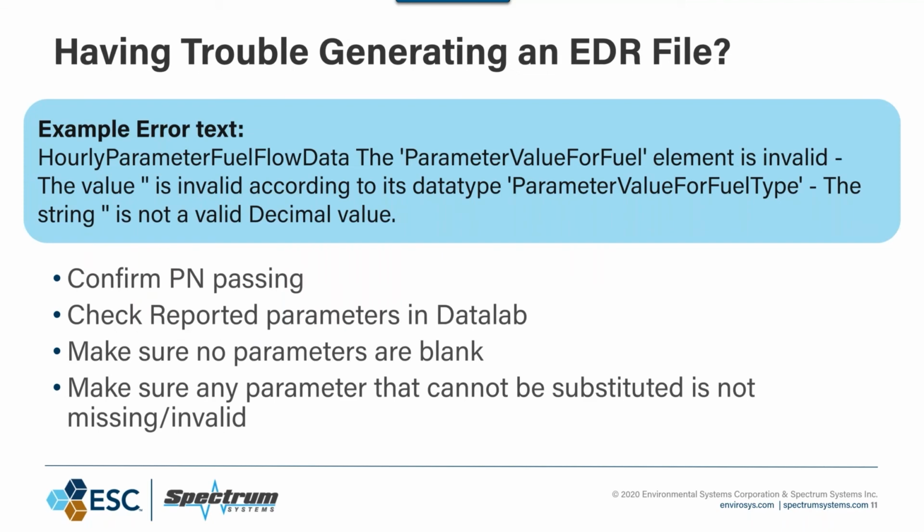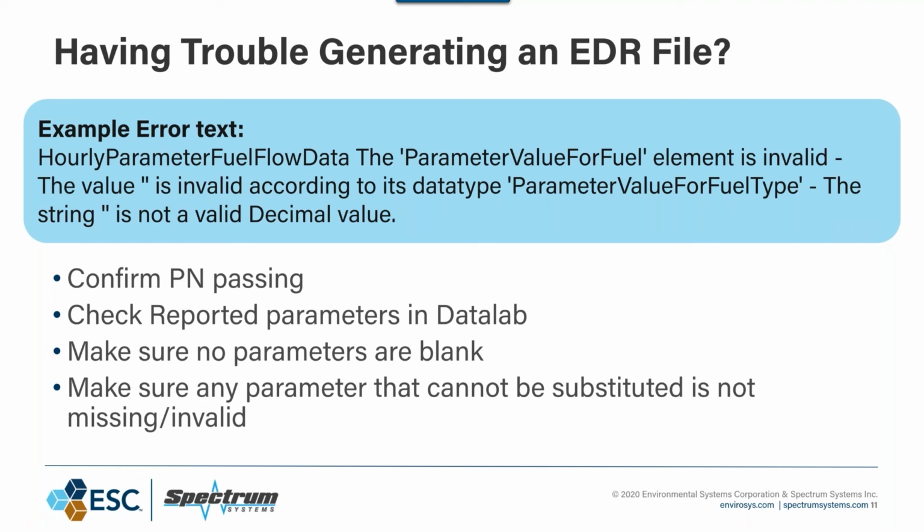Now, typically when you're trying to generate your XML EDR, sometimes you can have trouble generating an actual EDR file. So here are just some quick things to ensure that will allow you to produce a successful EDR. Just make sure Process Now is passing. Because if it's not passing, obviously, you're just going to get hung up, and even if you do produce a successful EDR, it is going to get hung up in ECMPS. So make sure to confirm Process Now is passing. Check any reported parameters that are in data lab.